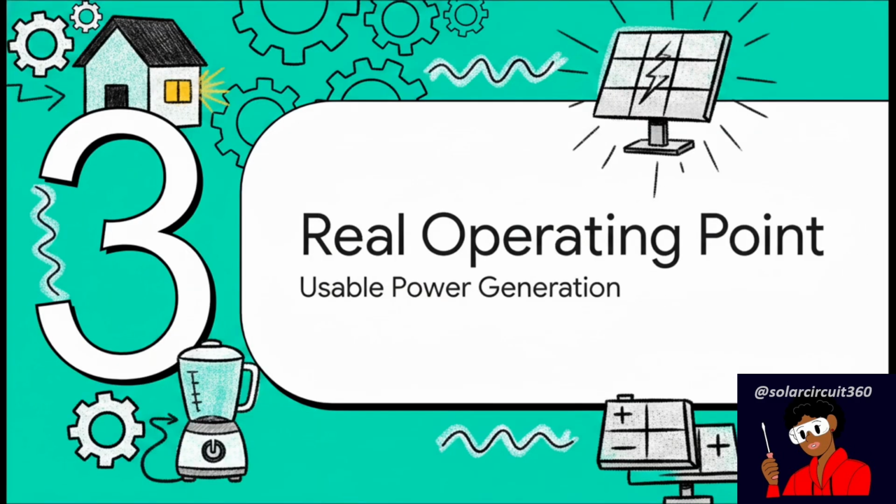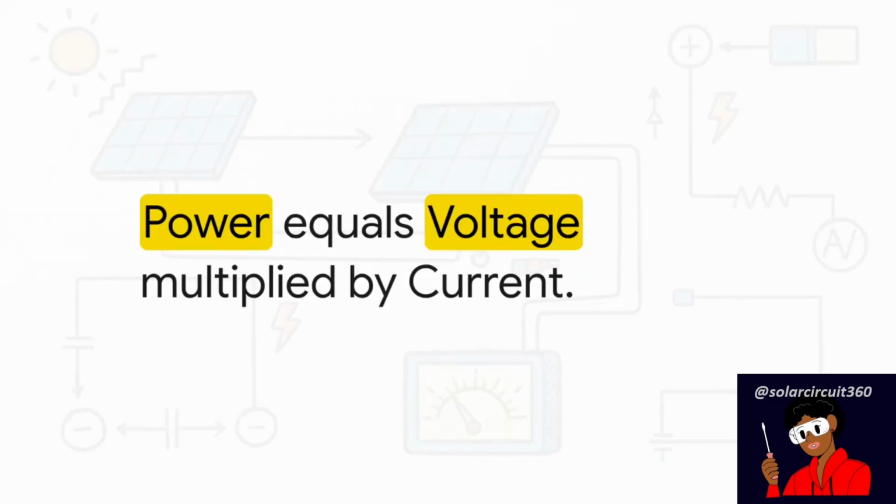Let's look at Section 3, the real operating point. To understand what actually happens in reality, we have to look at the foundational rule of electricity. Power equals voltage multiplied by current. P equals V times I. You absolutely need both pressure and flow to create any usable energy. If either one of those is 0, well, your power is 0. This incredibly simple math is what actually makes your entire solar system tick.